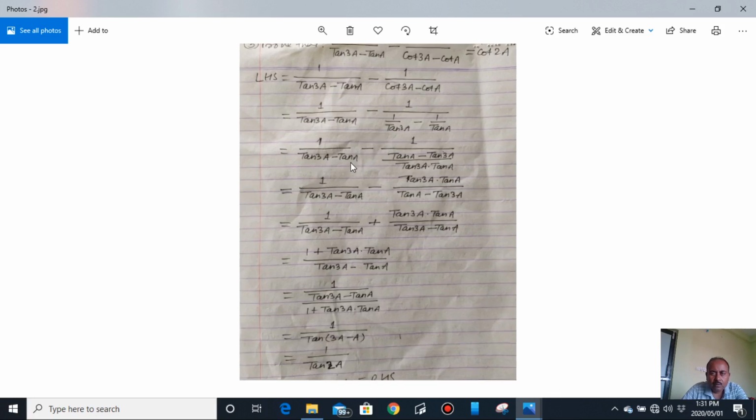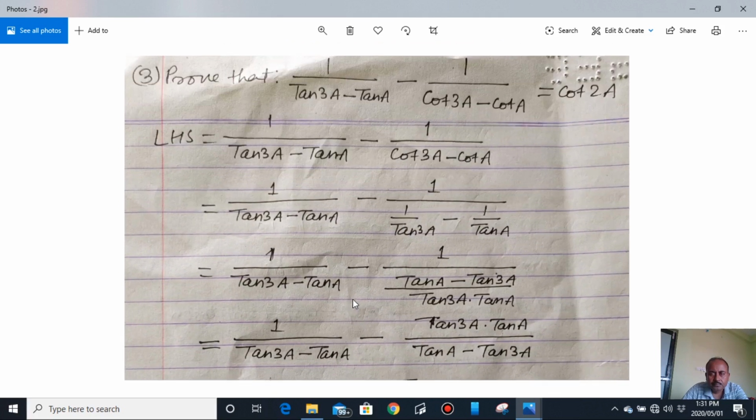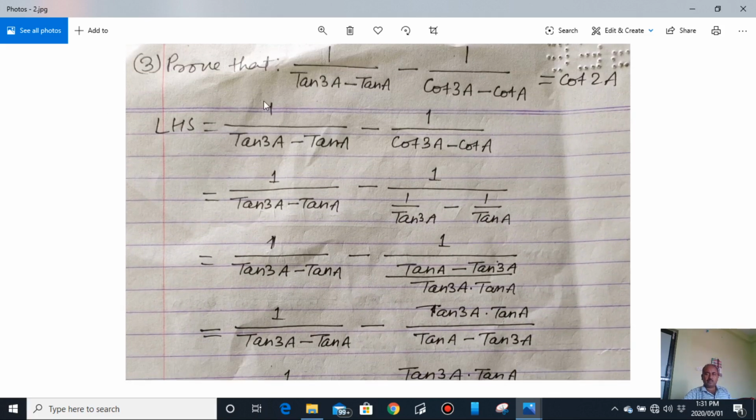Now next example. Prove that 1 by tan 3a minus tan a minus 1 by cot 3a minus cot a equals cot 2a.